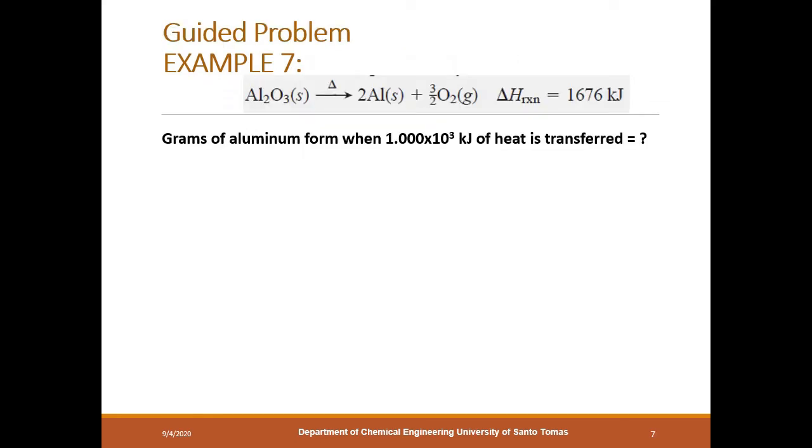From the problem, we have this equation, again, of the decomposition of aluminum oxide, and we are asked to solve for the grams of aluminum formed when 1,000 kilojoules of heat is transferred.